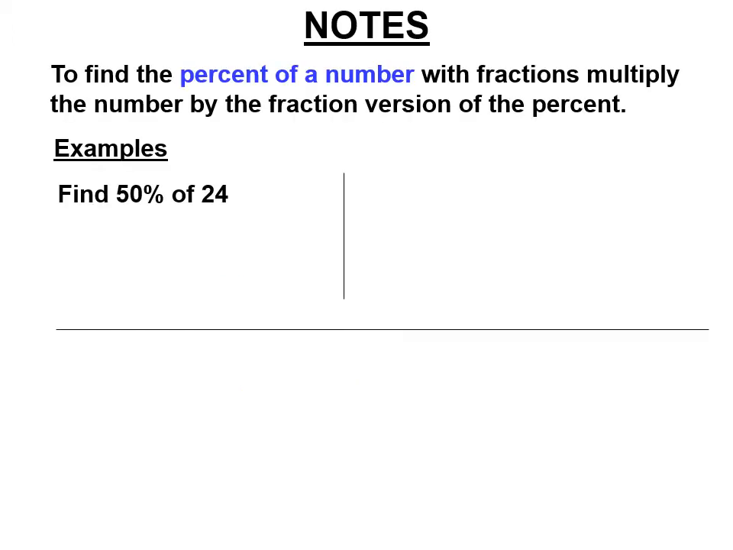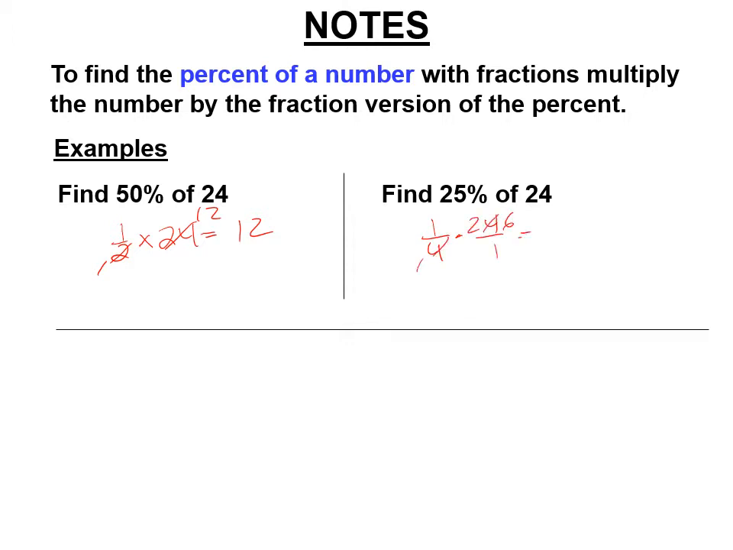All right, so to find percent of a number, 50% of 24, since 50% is 1/2, it's half of 24, and half of 24 is 12, right? 2 into 24 goes 12 times. Half of 24 is 12. Find 25% of 24, it's 1/4 times 24, which is 6. 75% is 3/4 of 24.